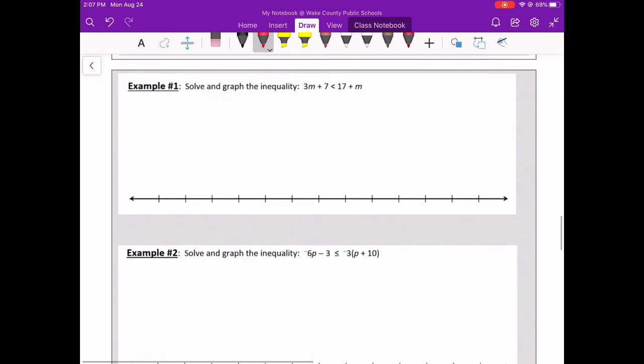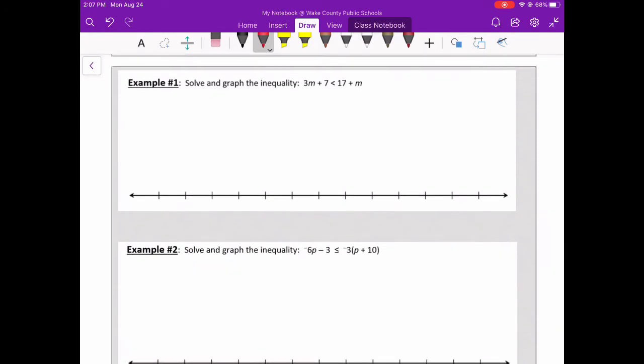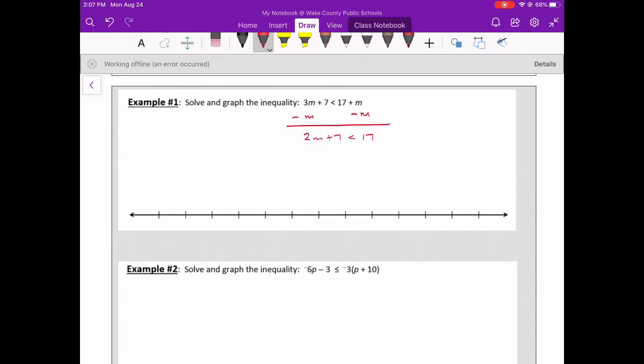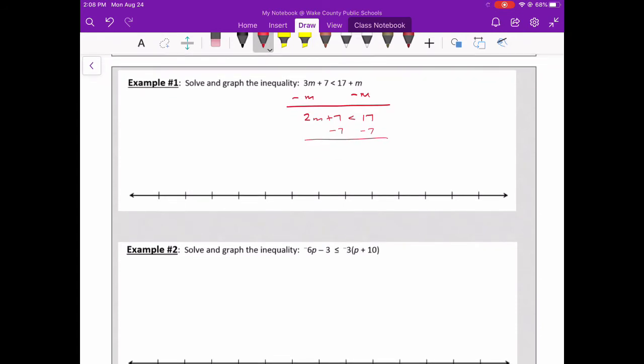Okay, let's do this first example together. Variables on both sides. There's more m's on my left side than my right side, so I'm going to subtract m from both sides. That gives me 3m minus 1m is 2m, plus 7 is less than 17. I didn't have to change anything because I didn't affect any other numbers. Now I'm going to subtract 7 from both sides. You see that negative symbol, and some people might get the urge to flip a sign. Remember, we only flip the sign when we divide or multiply by a negative. So my 7's cancel, and I've got 2m is less than 10.